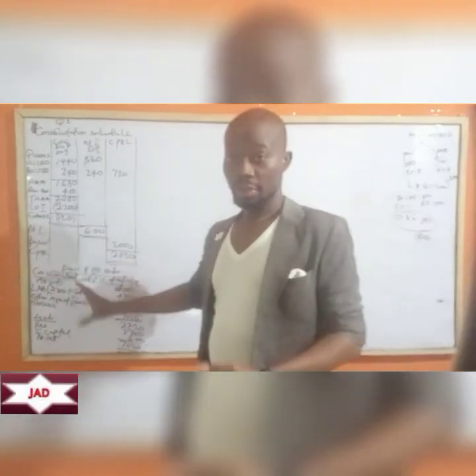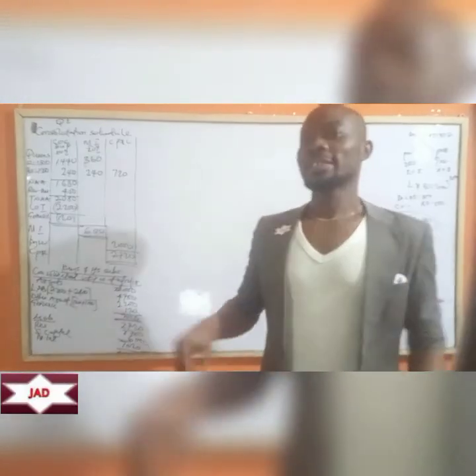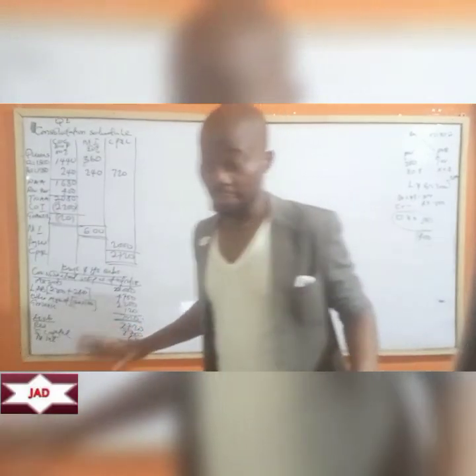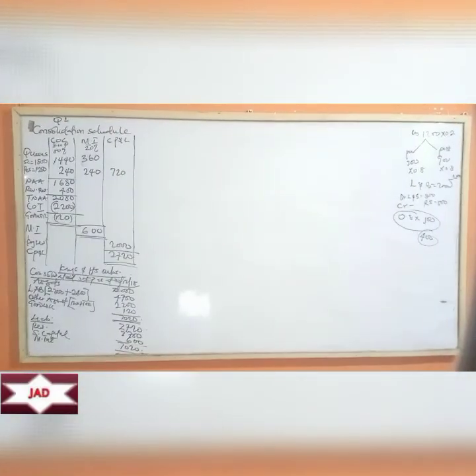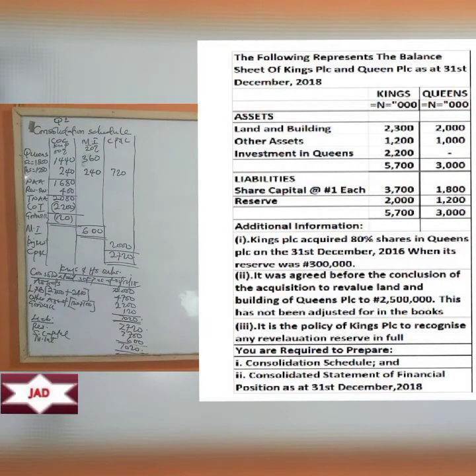Holding company share only. So the next question will help us to understand when we are taking into consideration the full amount. Okay? That's the next question. So here we have the balance sheet of Kings PLC and Queens PLC. It's the same thing. Assets and everything here is the same thing.